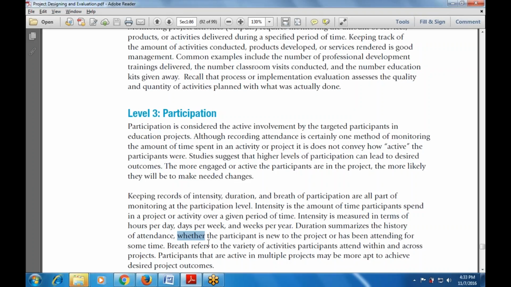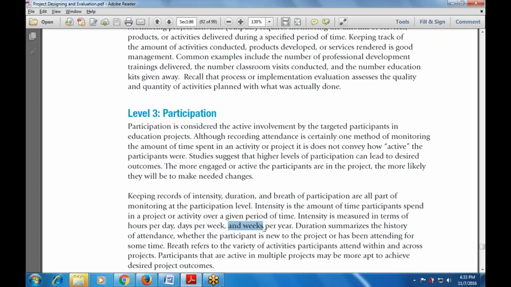So keeping records of the intensity, duration, and breadth of the participation are all part of the monitoring at the participation level. Now intensity is the amount of time that participants spend in a project or activity over a given period of time, measured in hours per day, days per week, and weeks per year.